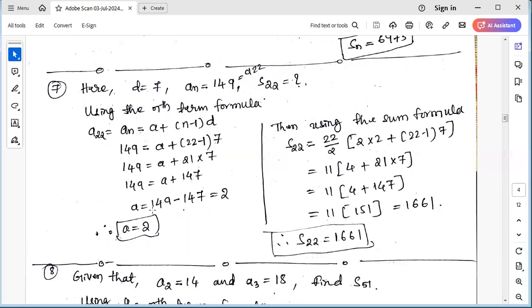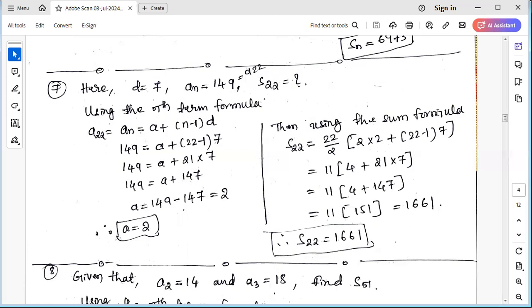Or a is equal to 149 minus 147, so this is equal to 2. Therefore, a is equal to 2. So in this way, we got the value of the first term, which is a is equal to 2.